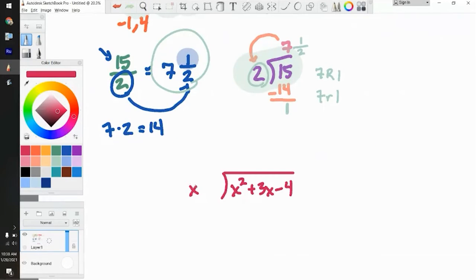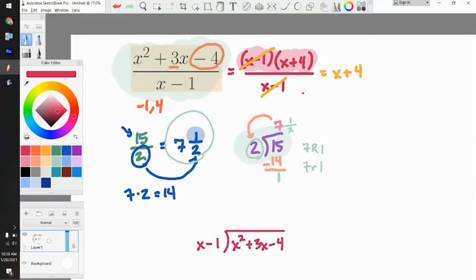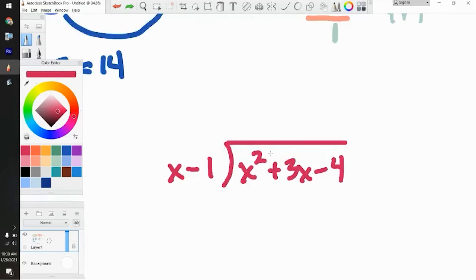And then we're dividing this by x minus 1. Okay, we already know the answer should be x plus 4. Okay, and again, that works because it factors. We're going to get x plus 4, but eventually we're going to do ones that don't factor. So again, please take this seriously because you're going to need it.